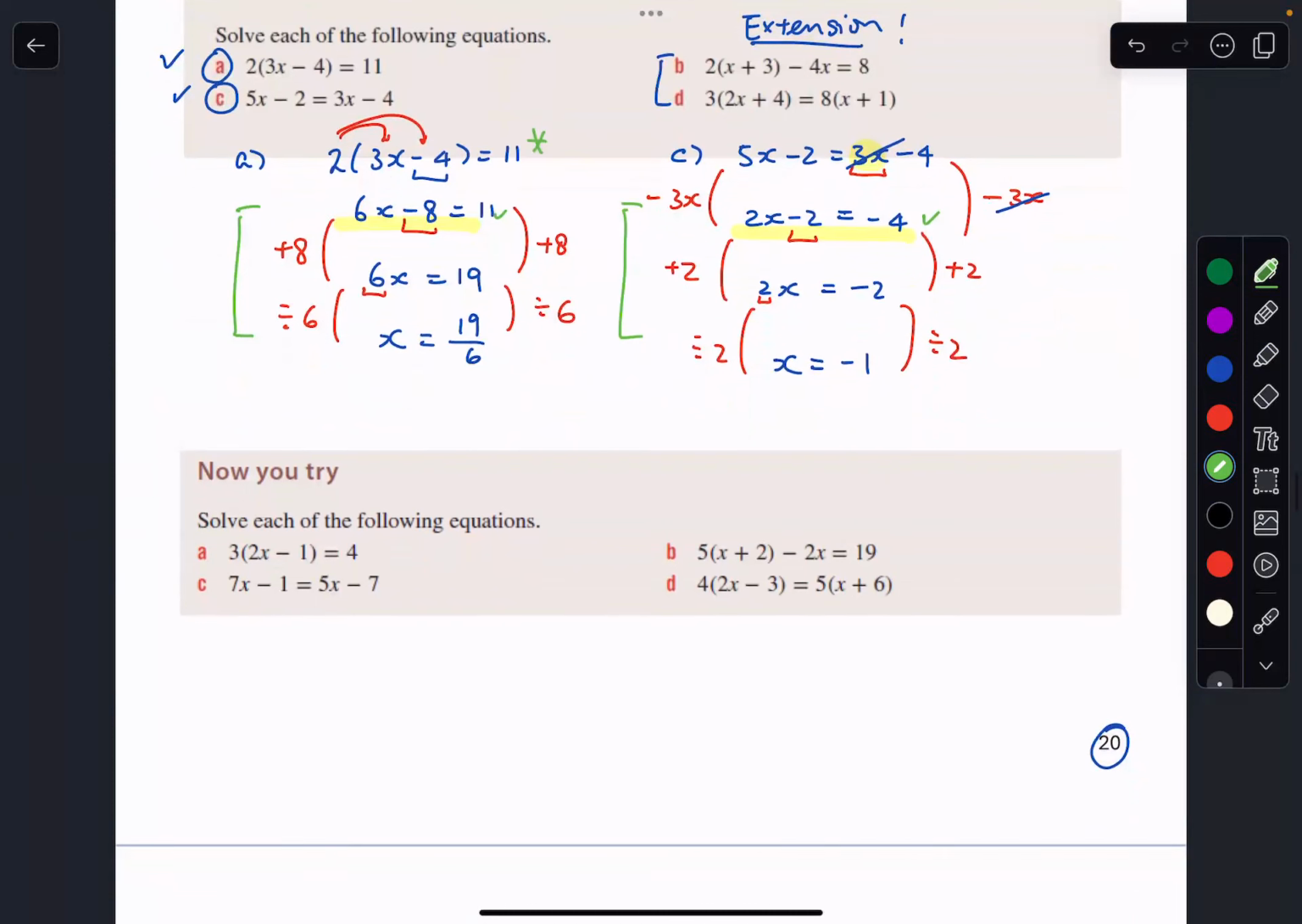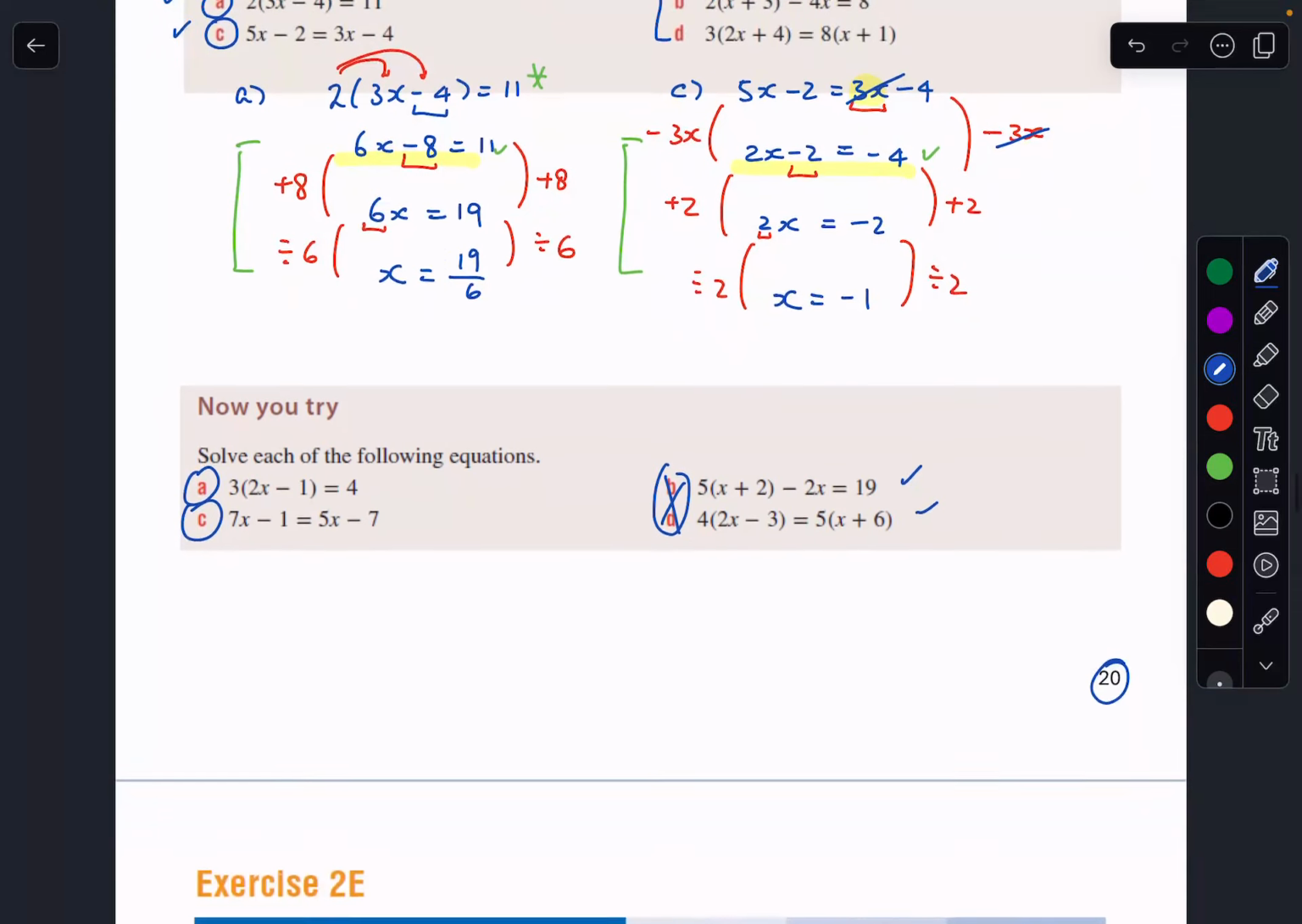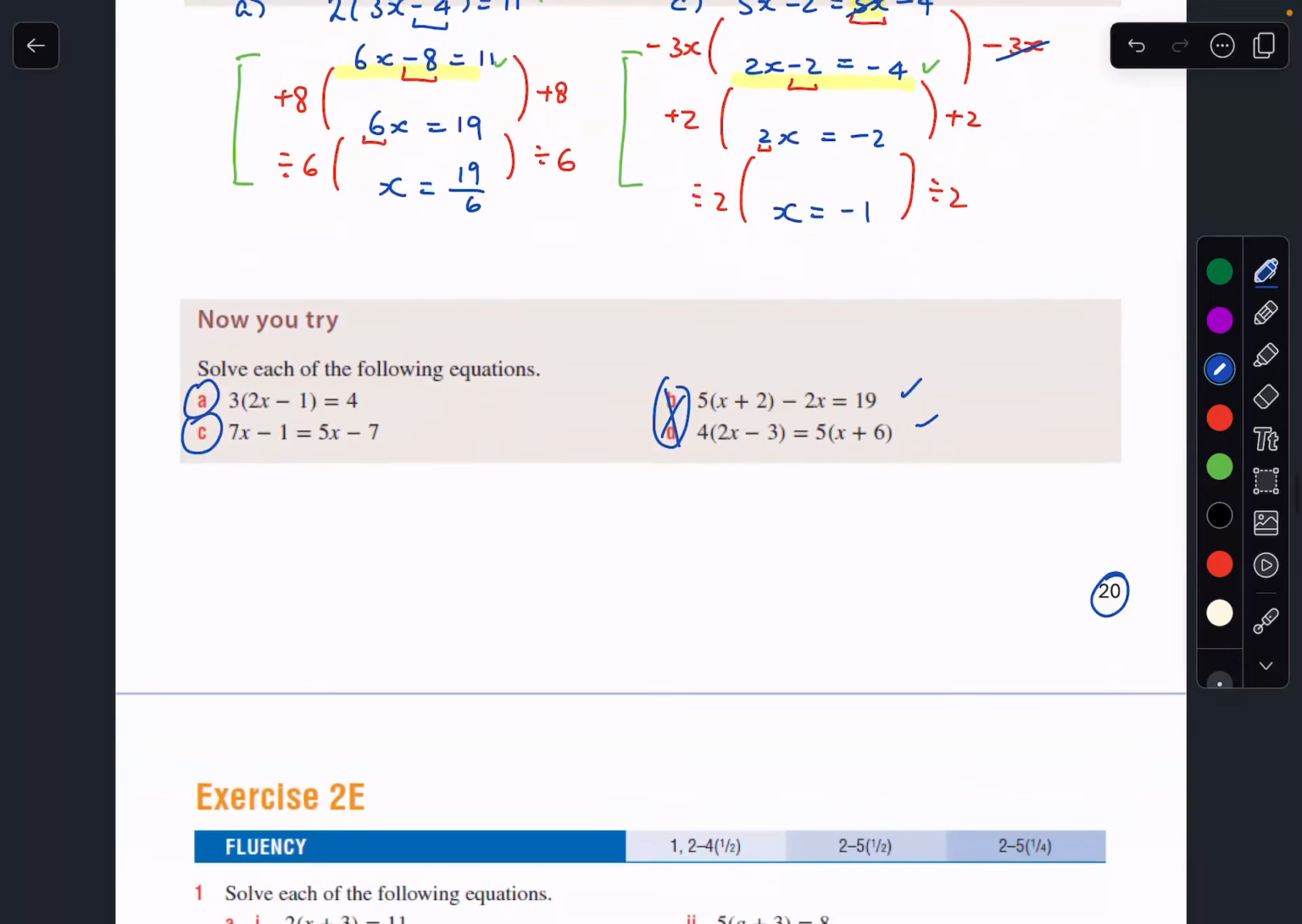Now you can go to page 20 on your booklet and try question A and question C. Again, B and D you don't need to do because they're extension questions. You don't need these in the test, but if you have time, you can try these 2 to challenge yourself. You can check your answers for questions A and C on Google Classroom. For the rest of the lesson, can you please finish exercise 2D and exercise 2E?